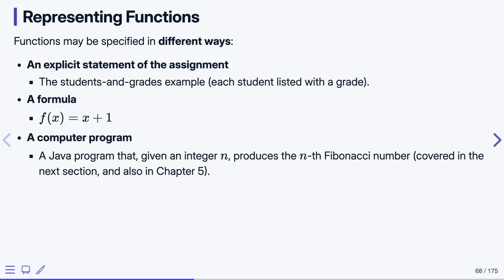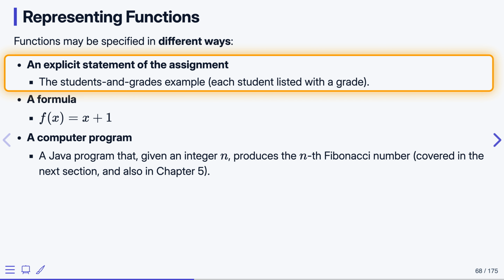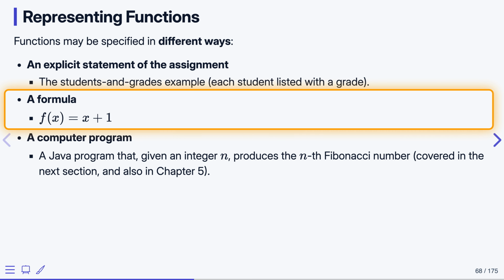A function does not have to be given in only one way. There are several ways to describe the same idea of one output per input. First, an explicit statement of the assignment. You simply list, for each input, which output it goes to. The students and grades example works like this. Second, a formula. For example, f of x equals x plus 1. This tells you how to compute the output from the input.